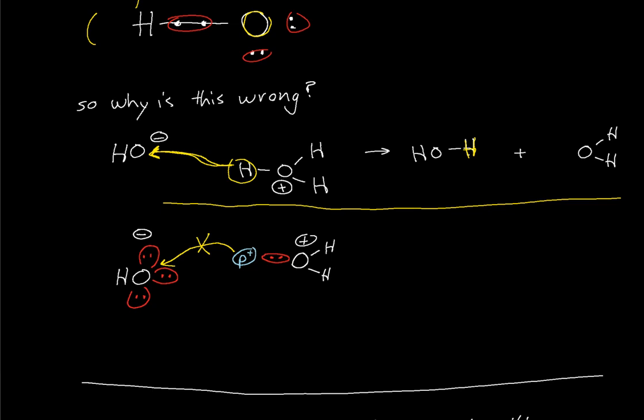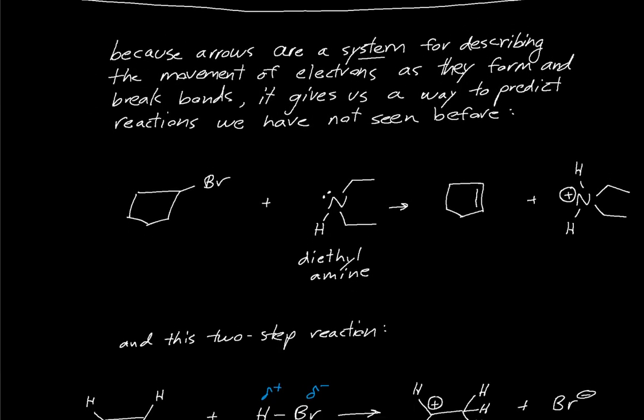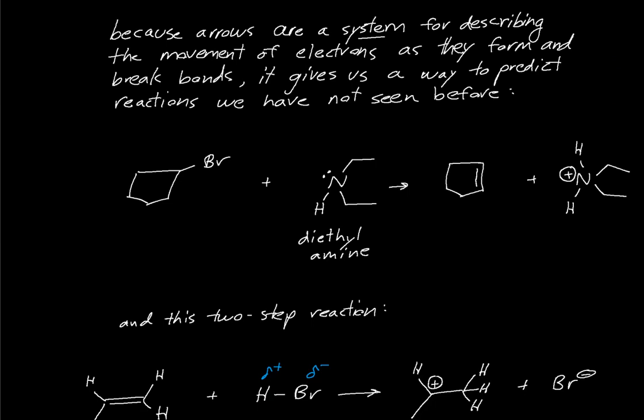Arrows don't just show where atoms are going to or coming from. Arrows show the movement of electrons that govern and predict reactivity. So the correct arrows for this reaction are in blue here. Bond forming, bond breaking gets us exactly to this bond forming, and the broken bond appearing as an extra lone pair on neutral water. So both of these are water, notice. Because arrows are a system for describing the movement of electrons as they form and break bonds, it gives us a way to predict reactions we have not seen before.